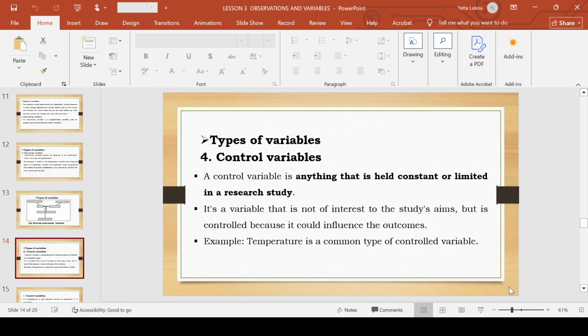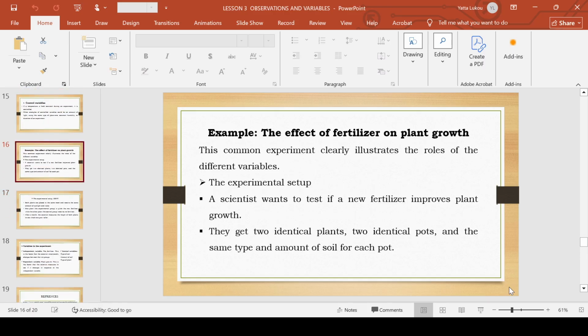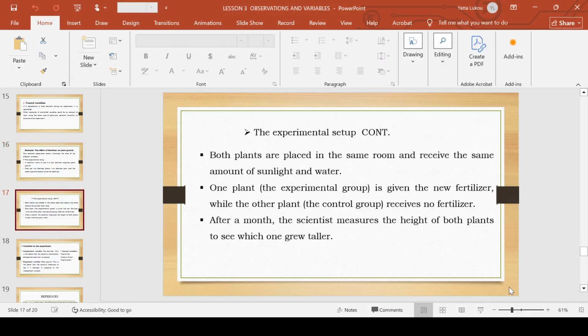Another variable that beginners in research usually do not understand is called the control variable. A control variable is anything that is kept constant during an experiment. For example, we have an experiment to look at the effect of fertilizer on plant growth. A scientist wants to test if a new fertilizer improves plant growth. The scientist gets two identical pots where the plants are put, and the same type and amount of soil for each plant. Both plants are placed in the same room and receive the same amount of sunlight and water.